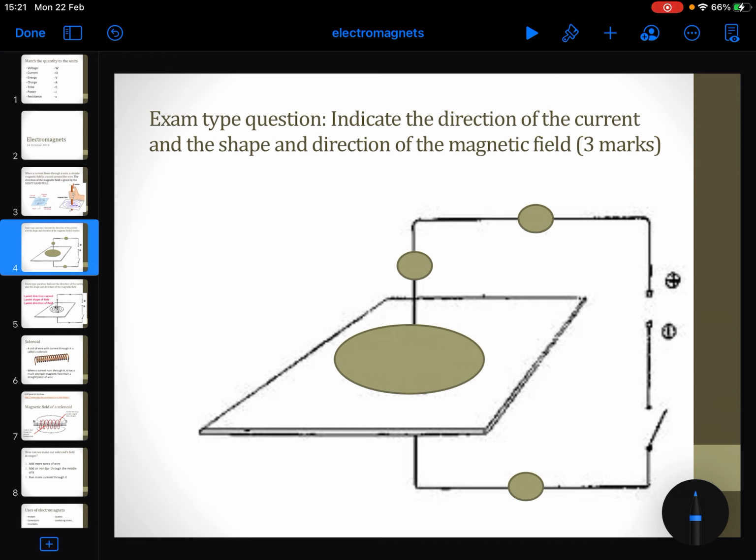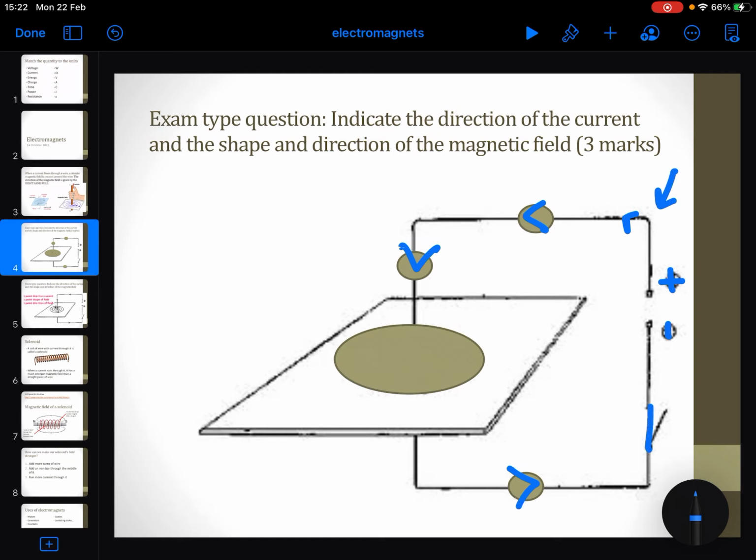Exam type question. Indicate the direction of the current and the shape and direction of the magnetic field. And there are 3 marks here. So here you've got a circuit. You can see there is a plus here and a minus here. So the first thing you need to do is find out which direction the current is going. So let's have a look. Current always goes from positive to negative. So it's going to come out, then it's going to go along, then it's going to go down, and then it's going to go around.